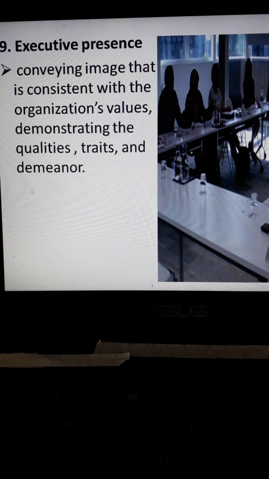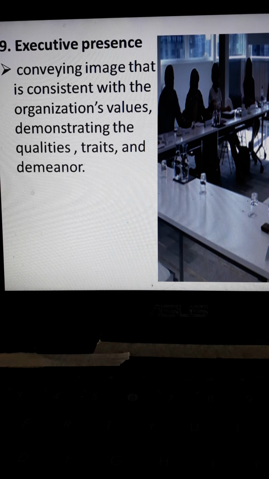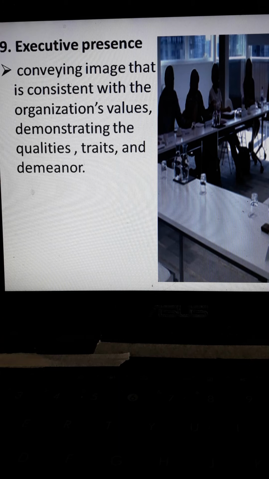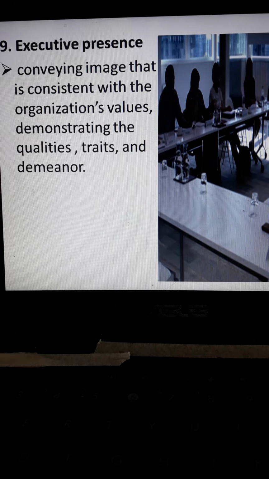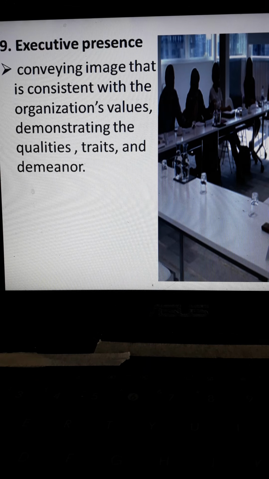So executive presence: conveying or carrying the image that is consistent with the organization's values, demonstrating the qualities, traits, and demeanors. If you are the leader, if you are the pharmacist leader, you should carry the image based on the organization's or your company's values. The quality, because if they see that their leader has a bad attitude, then the customers or other people will expect that your company is bad too, right?